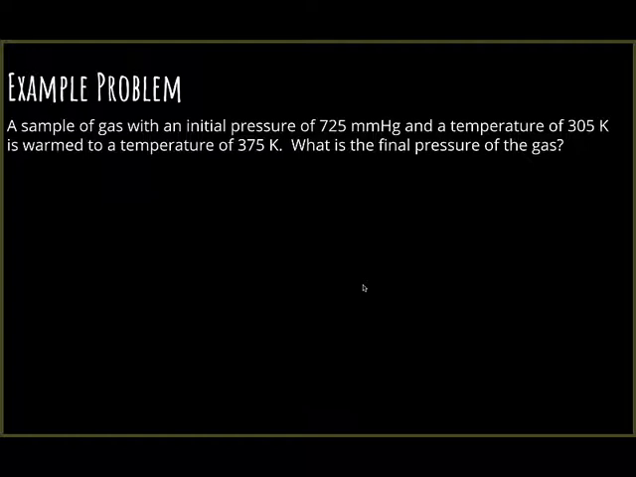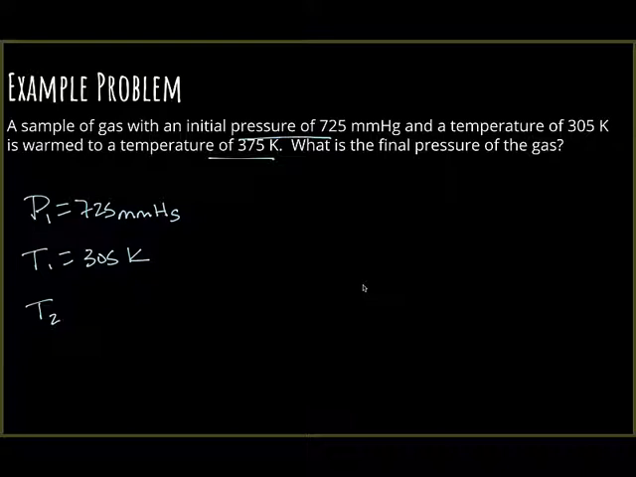It says a sample of gas with an initial pressure, so that's my P1, of 725 millimeters of mercury. This is a different unit for gases. And a temperature of 305 Kelvin. Again, this time I don't have to change it because it's already in Kelvin. It is warmed to a new temperature of 375 Kelvin, and I want to know what is the final pressure.